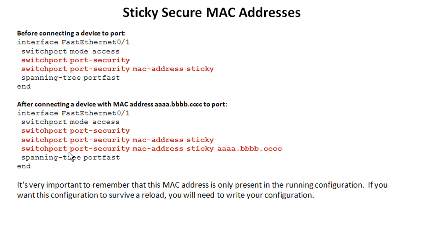It added a line of configuration, switchport port-security mac-address sticky ABC, which is basically the same syntax as the secure MAC address, but it just has sticky in the middle here. And that's pretty cool. This is dynamically writing your configuration. One more time, you need to recognize that this is only being added to the running configuration. So if you want this MAC address to be assigned to this port and to survive a reload, you're going to have to write your running configuration to your startup configuration.